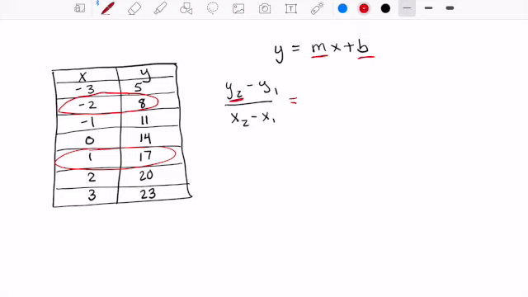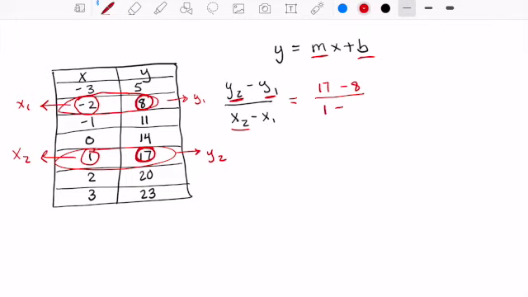So y2, I'm going to pick to be my second y value. y1 will be my first y value. So I'm going to plug them straight into the equation. Since that's y2 and that is y1, I'm going to say 17 minus 8 over, and now we're going to find our x2. Well, x2 is going to be part of the y2 from the same ordered pair. And then my x1 will be with the same ordered pair as my y1. So then we're going to say 1 minus, and this is a negative 2. And we plug it in just like that.